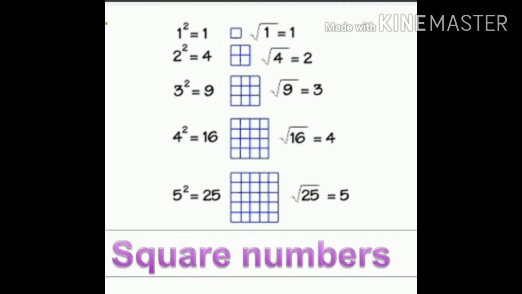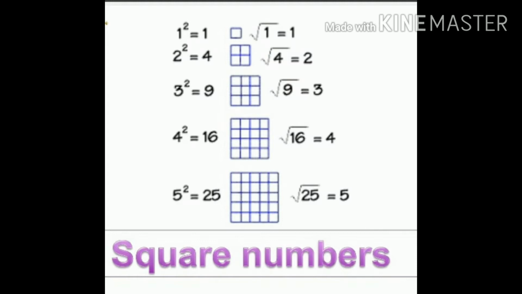In the next examples, dear students, we have some figures. They are like square boxes. In the first example, 1 square is there. That is, square of 1 is 1. Similarly, in the next example, 4 boxes, I mean squares. The square of 2 is 4. Similarly, square of 3 is 9. Square of 4 is 16. Square of 5 is 25.